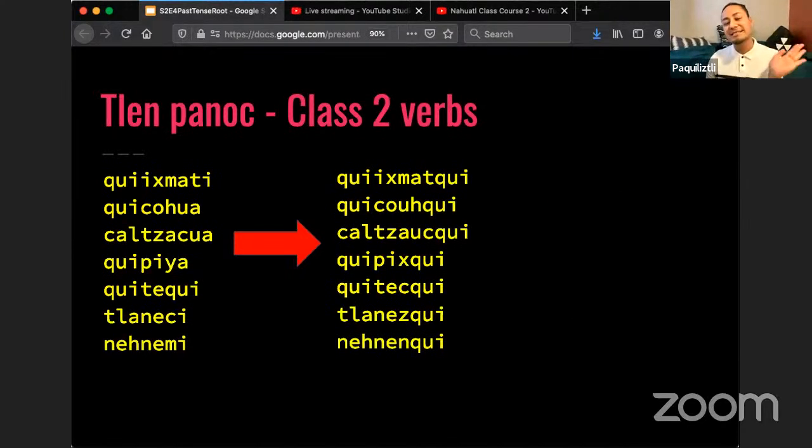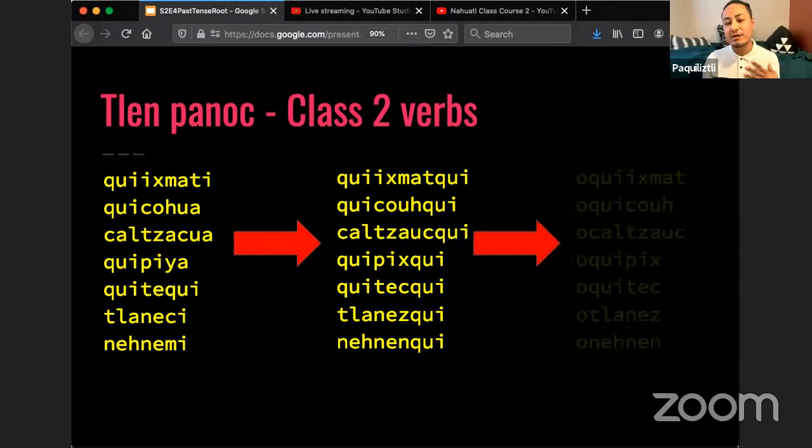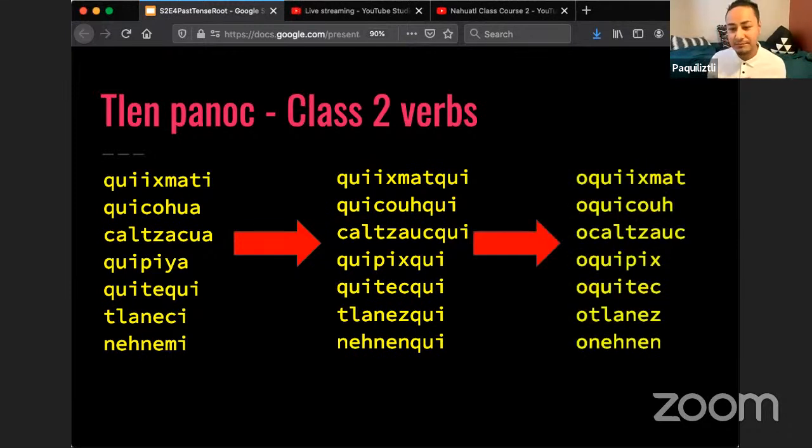But what happens is in class 2 verbs, they do look slightly different, and you might not be able to recognize it right away. So in our variety, we say ki ishmati, or in the past tense, we would say ki ishmatki. But they would remove the ki completely and just leave it with the past tense root. So they would say it like this: okishmat, okishmat. They wouldn't add the ki.